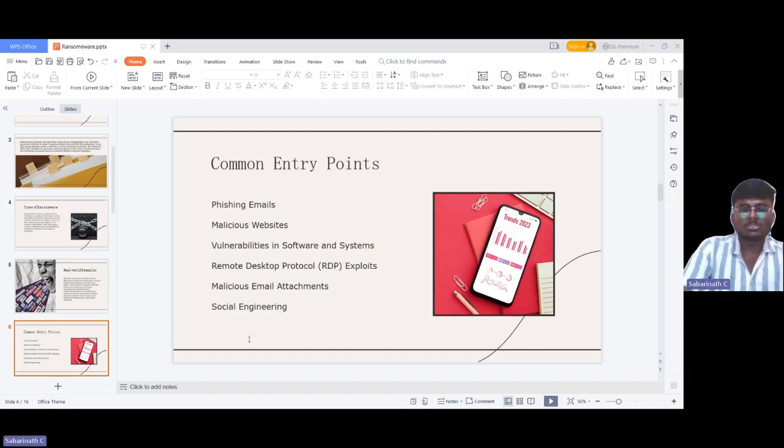Social engineering. Social engineering techniques, such as manipulating individuals into revealing sensitive information or tricking them into taking malicious actions, play a significant role in ransomware attacks. Awareness and education are crucial to mitigating the risks.